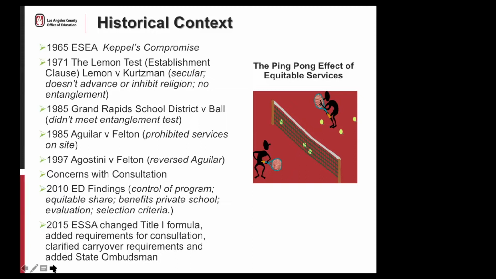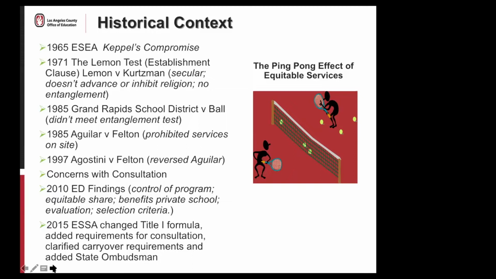The next things that sort of came up, one was concerns with consultation. Consultation became a big issue with the Department of Education. They were seeing that consultation wasn't taking place appropriately, and that basically school districts were offering services to private school children, but they weren't consulting with the private school in that process. They were just offering the district program.